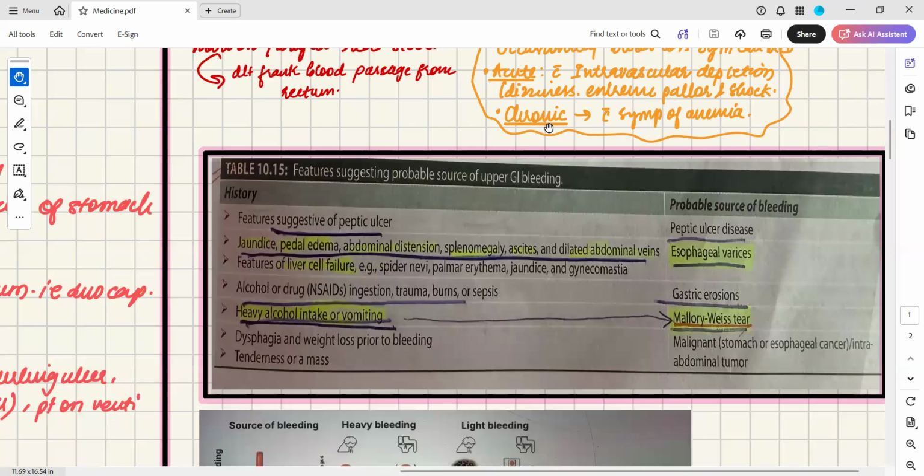One more important thing is that if the patient has an acute episode of bleeding, the patient will present with intravascular depletion, like dizziness, extreme pallor, or a shock state. But if the patient has chronic bleeding, he or she can present with symptoms of anemia. So based on the associated symptoms, we can pin down the cause of upper GI bleeding, and also say whether the episode was acute or chronic. That was about the clinical features of upper GI bleed.